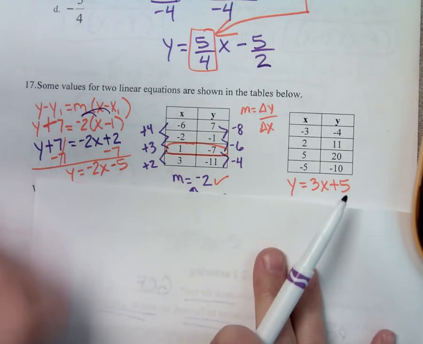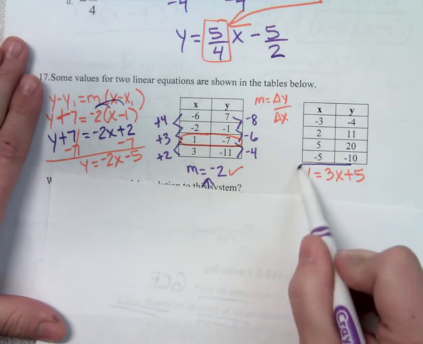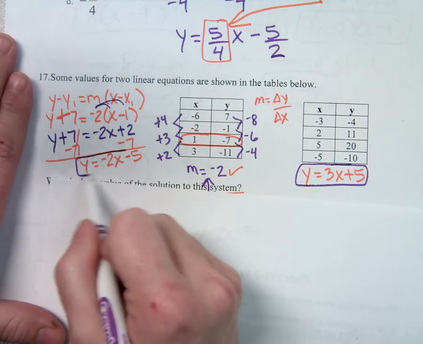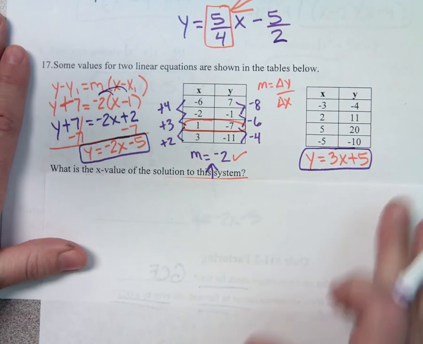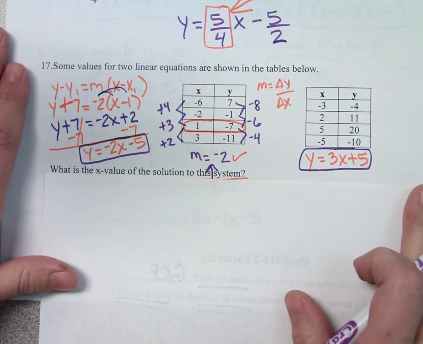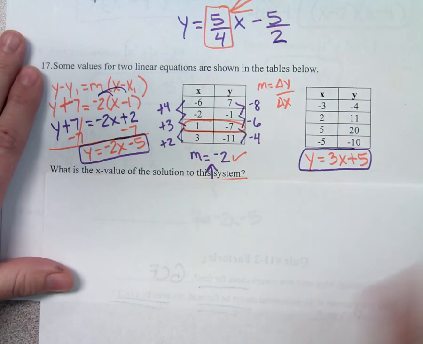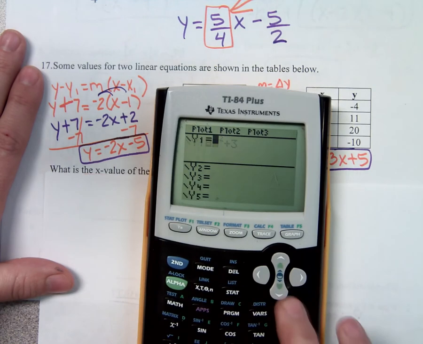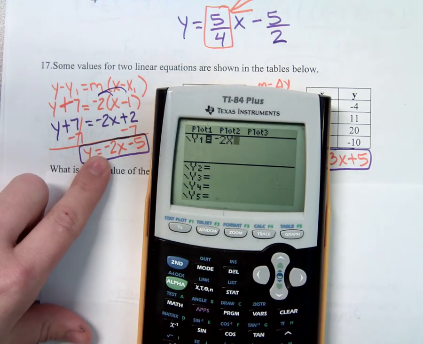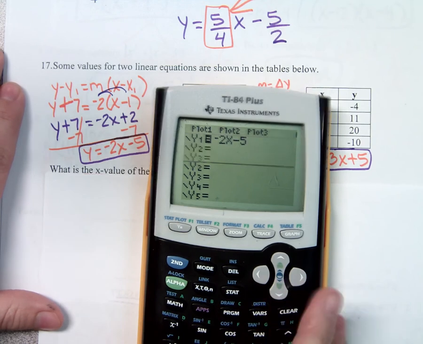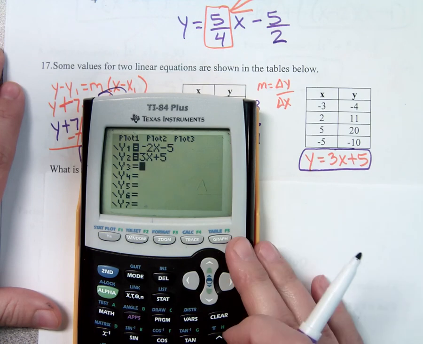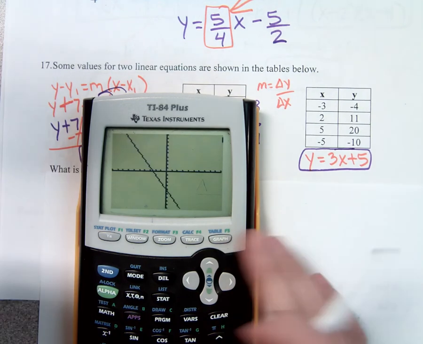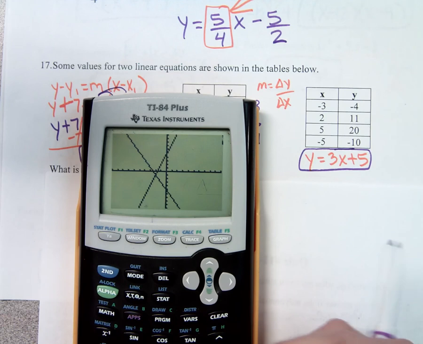Once I have my two equations, I can find the solution a variety of ways. I could graph them, see where they intersect. I could do the matrices in the calculator. They're just not quite ready for matrices. I could do substitution, the bread, meat, bread. I'm going to graph them. So I am going to go to the y equals. I'm going to type in the negative 2x minus 5. I'm also going to type in the 3x plus 5. I'm going to graph them. Wherever the two lines intersect, I know that's my answer.